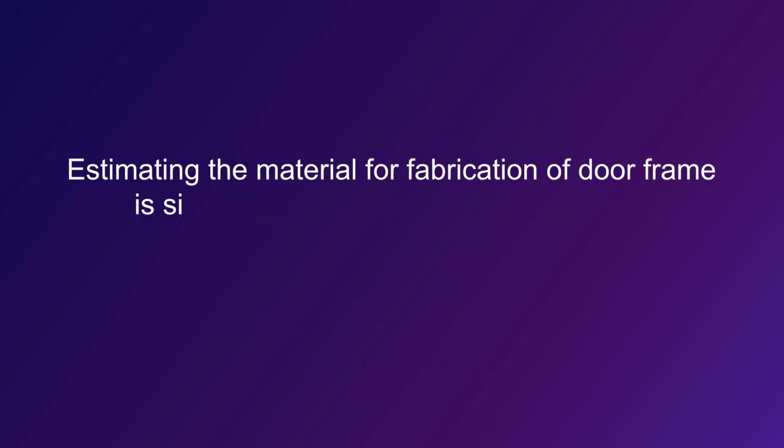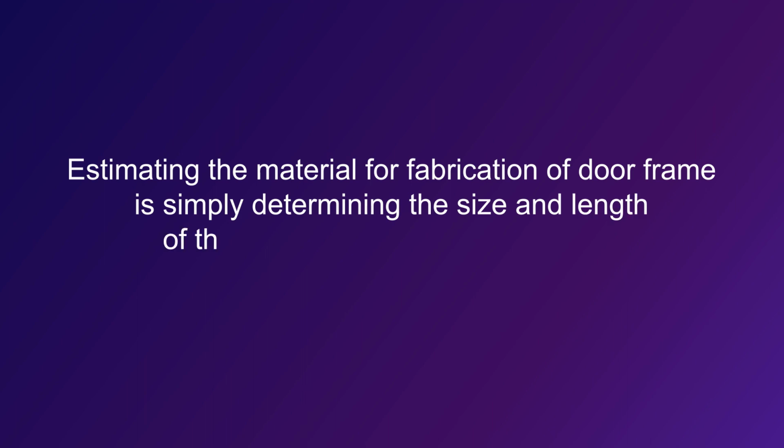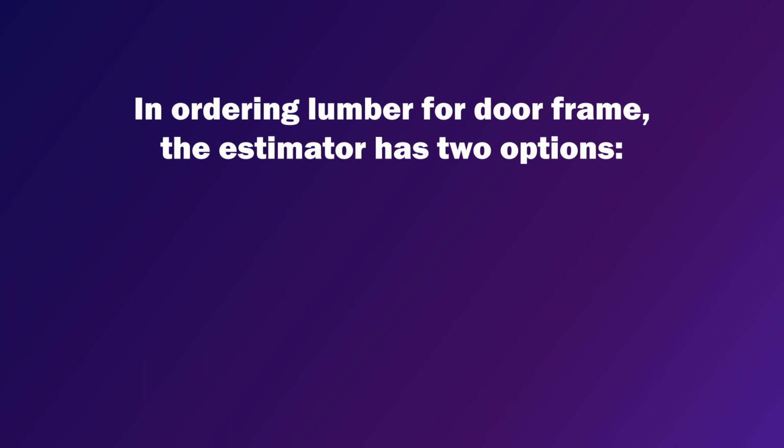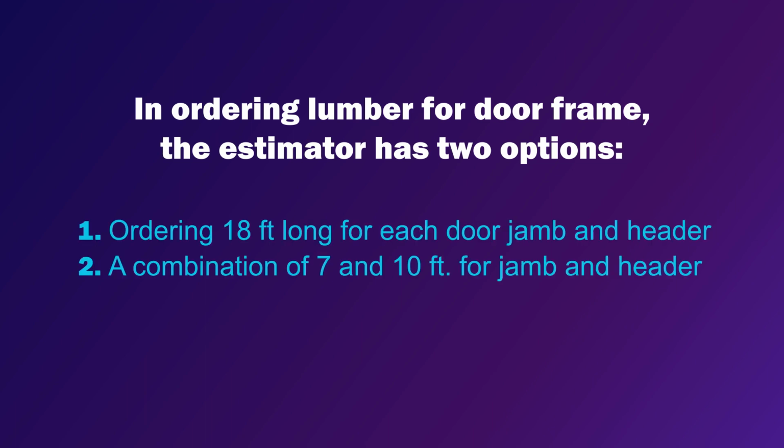Estimating the material for fabrication of door frame is simply determining the size and length of the lumber that will accommodate the door panel. In ordering lumber for door frame, we have two options. It's either ordering 18 feet long for each door jamb and header, or a combination of 7 and 10 feet for jamb and header.